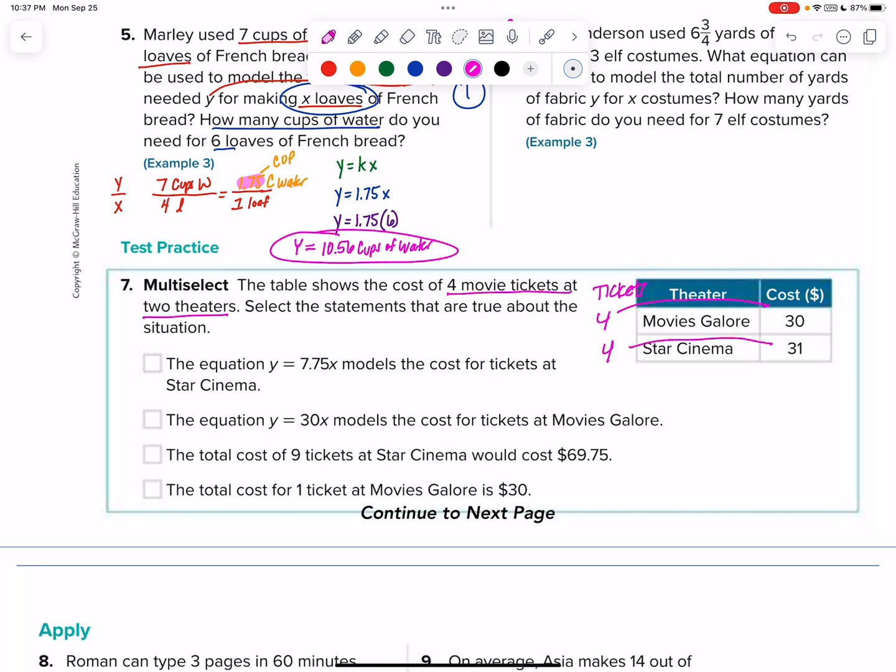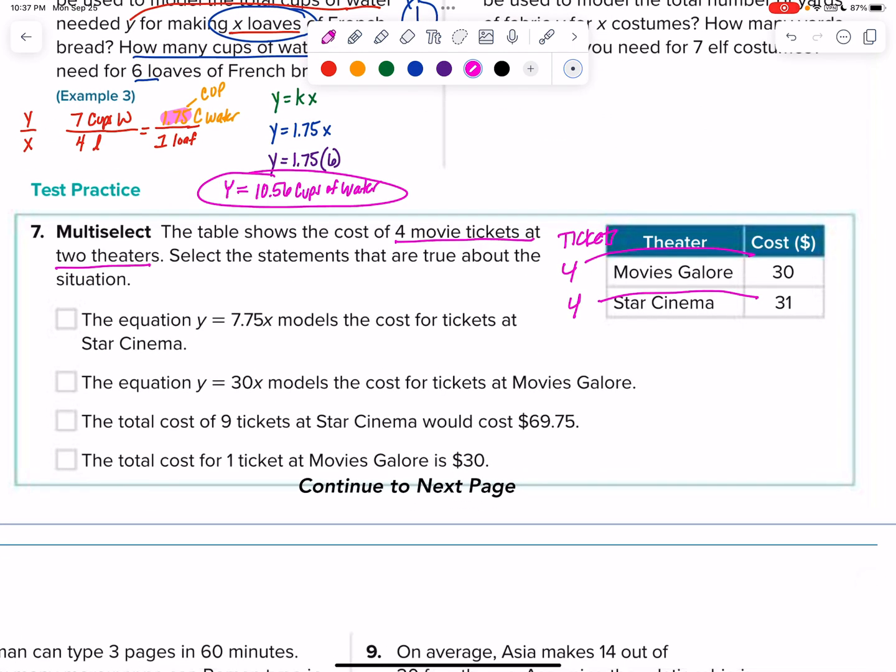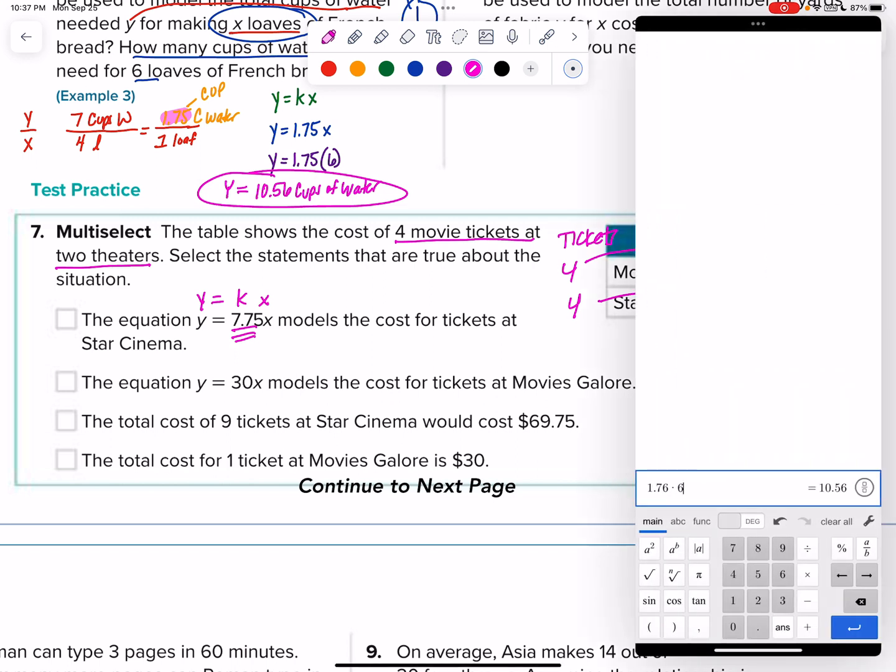Okay, so let's go ahead and take a look and find some things that are true. So they're saying the equation is y equals k times x, and that models the cost for tickets at Star Cinema. So we're just wondering, is this the unit rate? Is that the COP for Star Cinema? So let's just check. So $31 per 4 tickets, and let's see if that is the unit rate for 1 ticket. So we need to do our division.